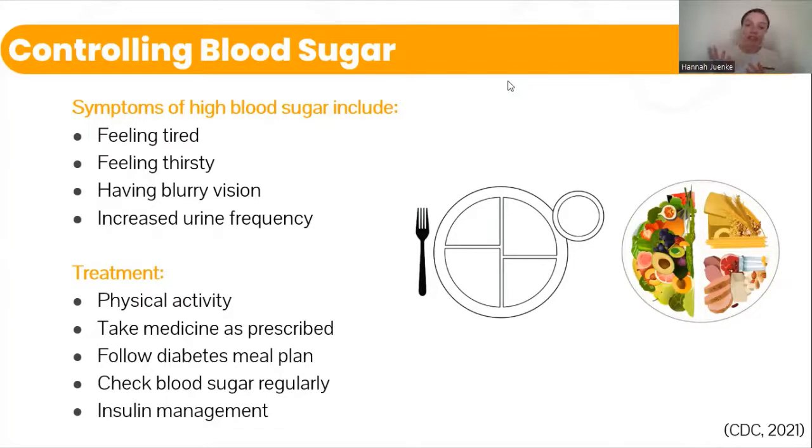How we can treat high blood sugar: 1, physical activity, and I'm gonna take a little note here. Most of the treatment ideas are very similar across the board for high blood pressure, high blood sugar, and our cholesterol. So if we can start implementing some of these good lifestyle habits now, it can address all of these areas. So, and that's a win.